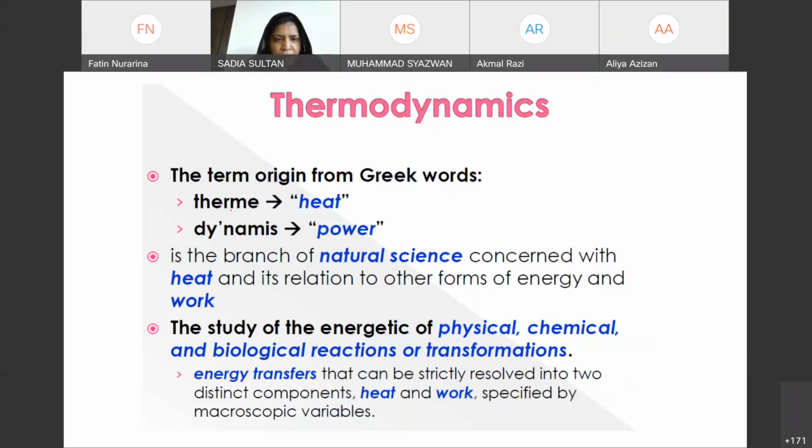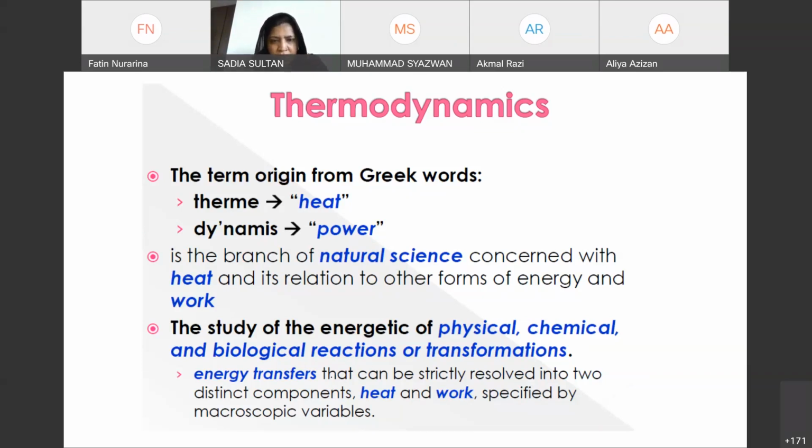It is the study of the energetics of physical, chemical, and biological reactions or transformations, and energy transfers. At the beginning, I asked you about a cup of tea, right? After some time, it becomes cold, it becomes less hot. So this is heat transfer.